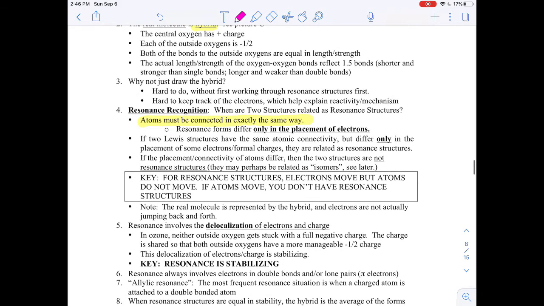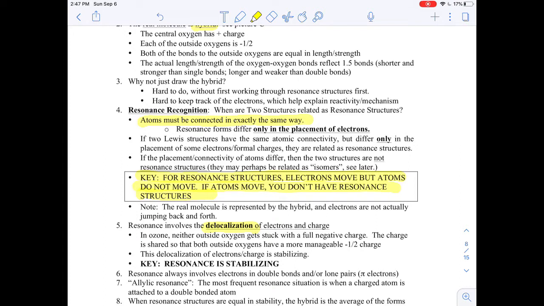That's still very, very important. Resonance forms differ only in the placement of electrons. So I know it's in a box, but the key for resonance structures: electrons move, but atoms do not. If atoms move, you don't have a resonance structure. Okay? So there's a term called delocalization, and that's what allows for those electrons to move around. So the charge or the electron cloud is able to be a little more free. It's not localized, it's delocalized.